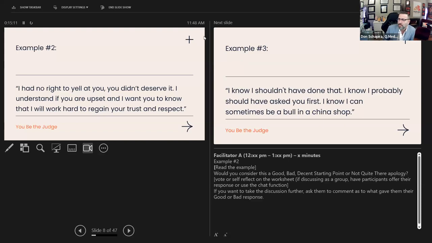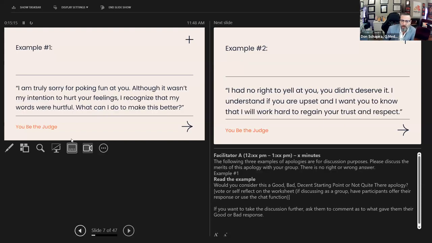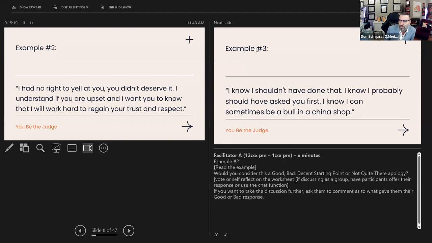I think one of the interesting things, when we take a look at the previous apology, where it says, I'm truly sorry for poking fun at you, and these next two, and we'll do both at once, where it also says, I know I shouldn't have done that. I know I probably should have asked you first. I know I can sometimes be a bull in a china shop.